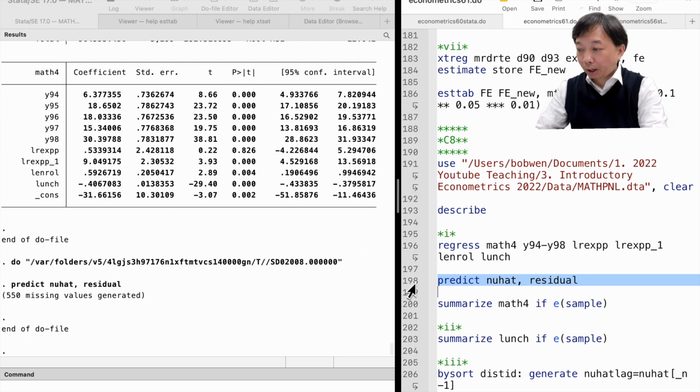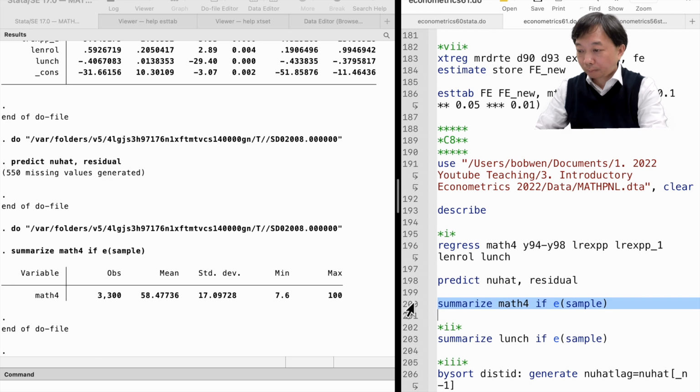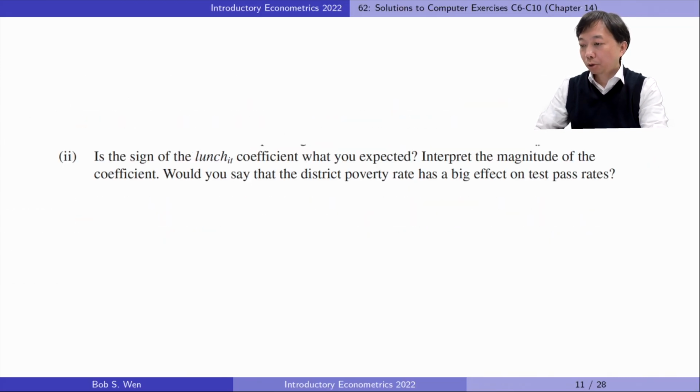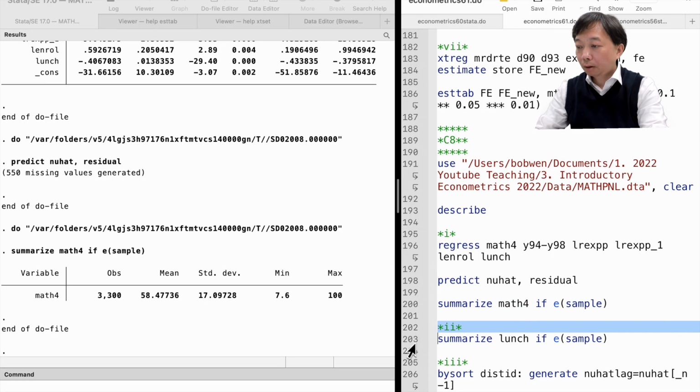The mass passing rate in the sample is from 7.6 to 100 percentage points. In part 2, is the sign of the lunch coefficient what you expected? Interpret the magnitude of the coefficients. Would you say that the district poverty rate has a big effect on test pass rates?